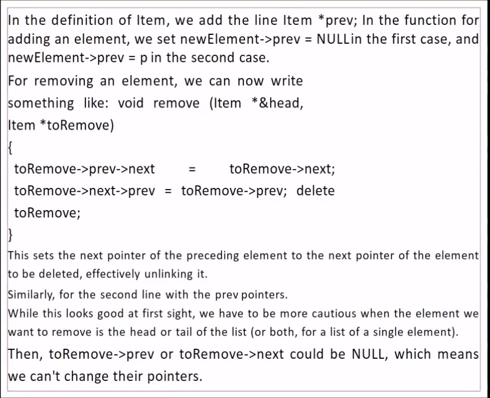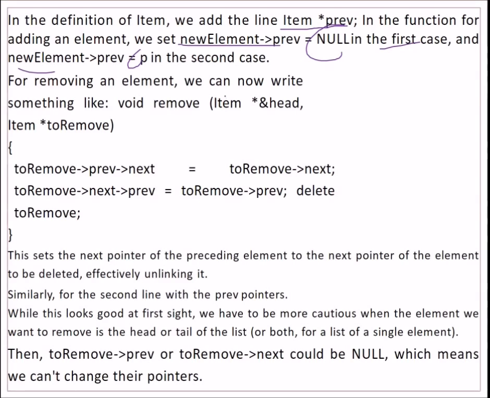So we have already seen our definition. What we are going to add here is item previous. Why this item previous? Because we are now dealing with a doubly linked list, which also has a previous pointer, or a pointer which is pointing to the previous node. So in this function, for adding a value, we set this new empty previous to null because we didn't have it in the first case, and next element to previous to p, which is in the second case.